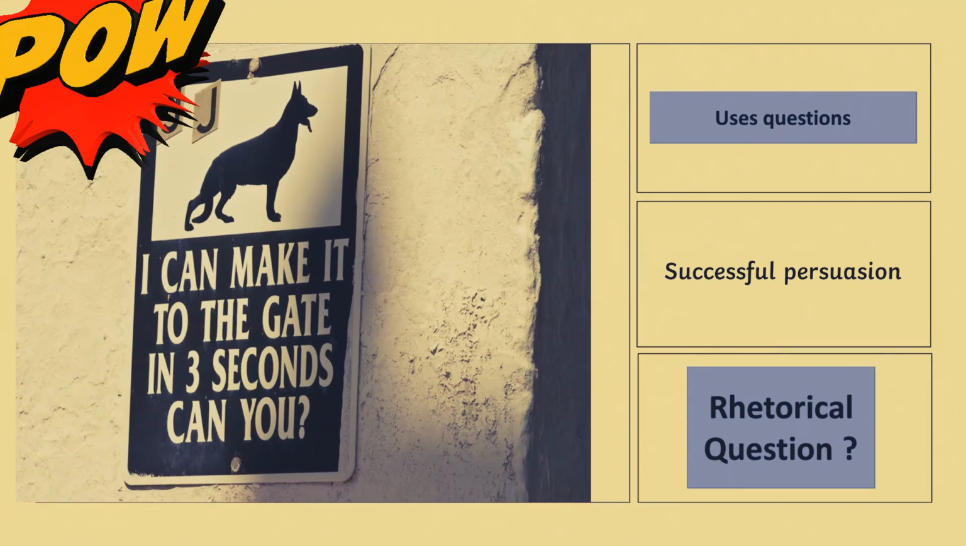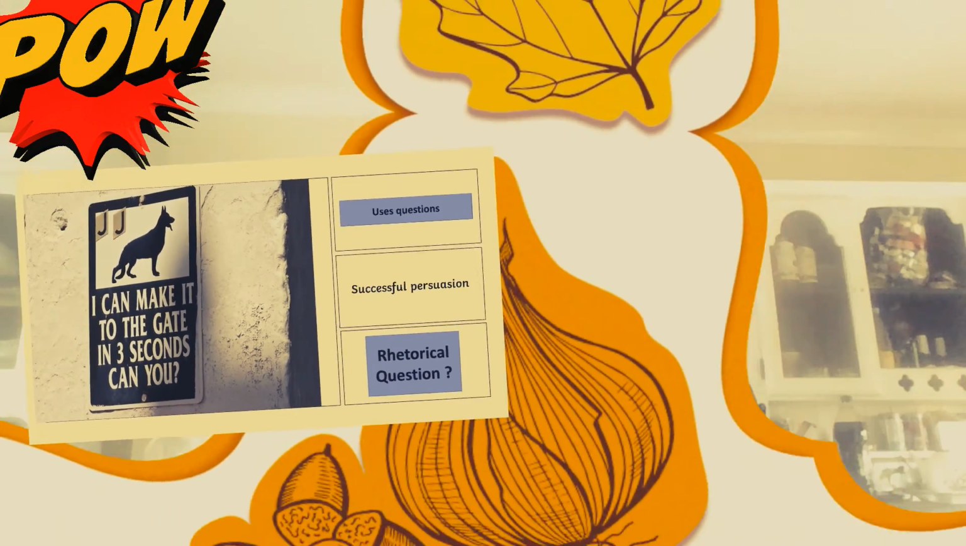And there's a picture of a dog there, and it says, I can make it to the gate in 3 seconds. Can you? And I love that idea of that question, because using questions, particularly rhetorical questions, look up rhetorical questions if you're not sure, where we ask a question, we don't really need an answer, because that answer is there, isn't it? No, I can't make it to the gate in 3 seconds, so that's persuaded me. I'm not going to even try.